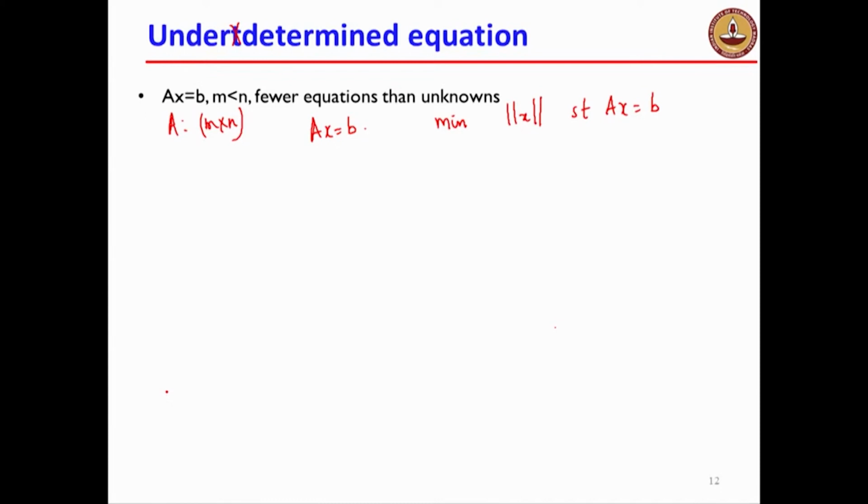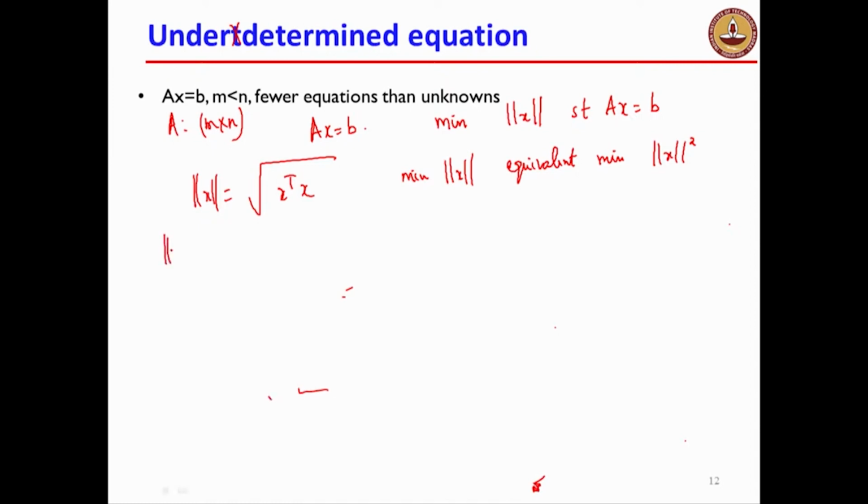So let us agree that we have decided to find that solution x which has the smallest length such that Ax equal to b. Now what is the length of a vector? If you recall, it is the square root of x transpose x. So minimizing the length of the vector is equivalent to minimizing the square of the length, because I don't like to have square roots. Whenever we try to take derivatives and so on, we never like to have square roots. We like things which look nicer. And what is the length of x squared? x transpose x.